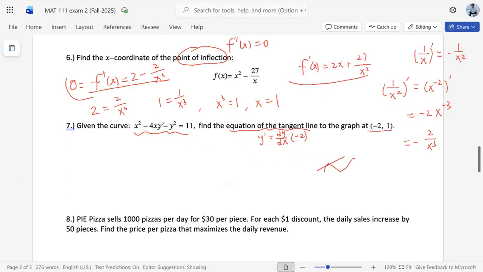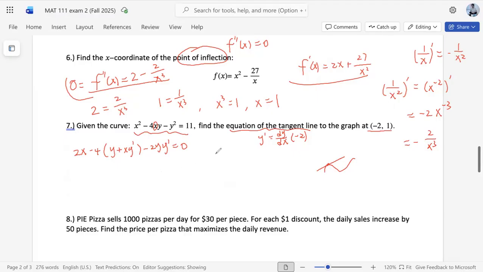But this is not a function, so we need to use implicit differentiation. Which means we take the derivative with x and with y simultaneously. Taking the derivative of the x term doesn't change anything, right? So x squared, take the derivative, still get 2x. But then this xy is a product. So we take the derivative of x, which is 1. 1 times y, we get y. Then we take the derivative of y, we get 1, but multiplied by y prime, multiplied by x. So we get x y prime. Then minus 2y y prime equals 0.